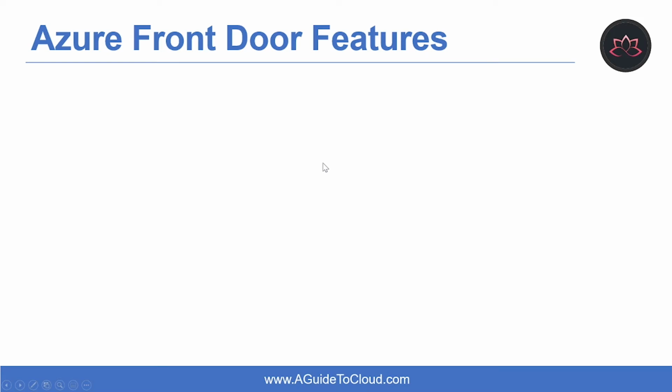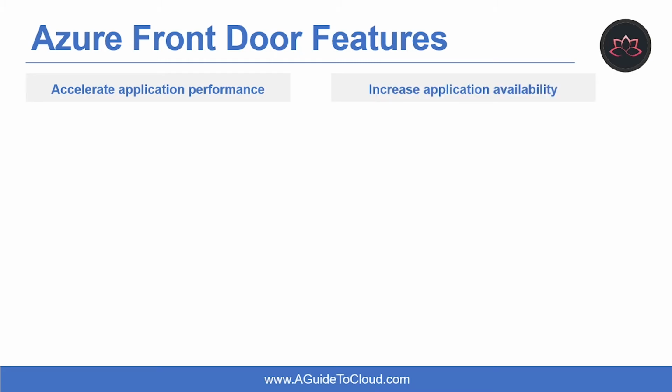Now let's look at some of the features of Azure Front Door. The first one is accelerate application performance. Using split TCP based Anycast protocol, Front Door ensures that your end users promptly connect to the nearest Front Door POP. Second feature is increase application availability with smart health probes. So Front Door delivers high availability for your critical applications using its smart health probes, monitoring your backends for both latency and availability and providing instant automatic failover when a backend goes down.